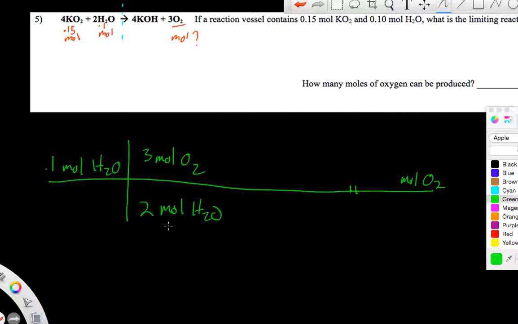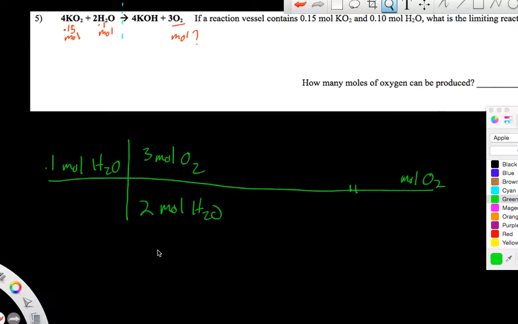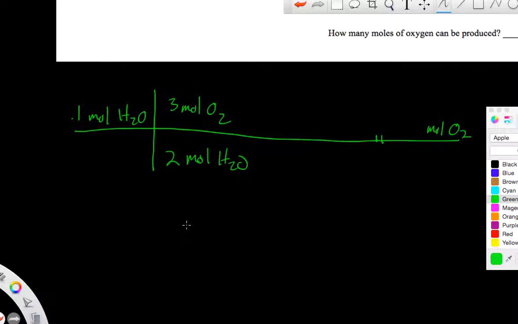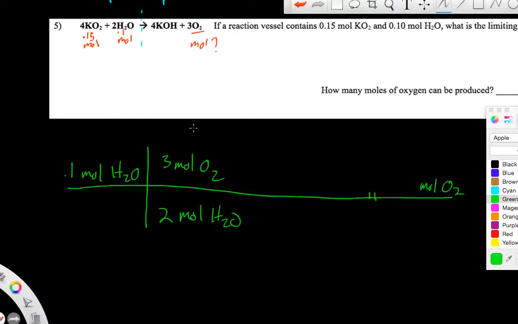And that's just using our mole-to-mole conversion factor, just like any other conversion factor, 12 inches in a foot. Well, for this chemical reaction, it takes 2 moles of H2O to make 3 moles of O2. Okay, go back through, cancel out my units, moles H2O, and I'm in moles O2, so I can just go ahead and multiply across the top and bottom.